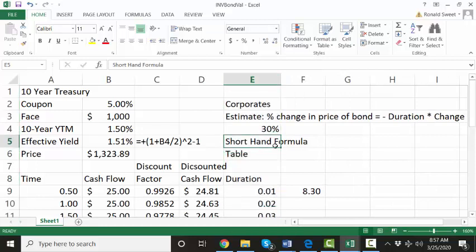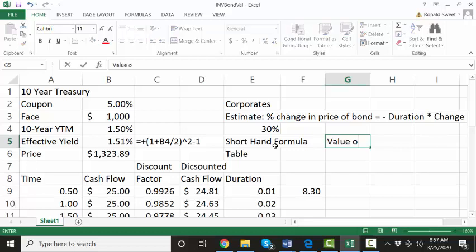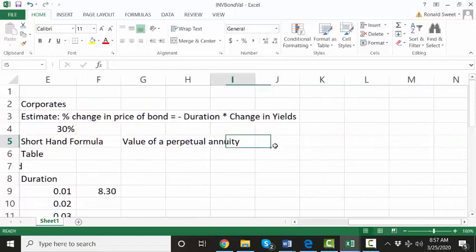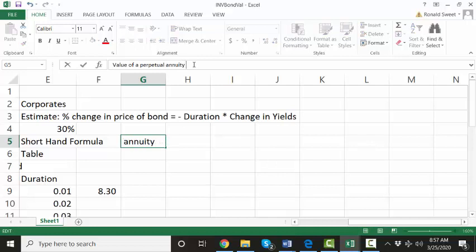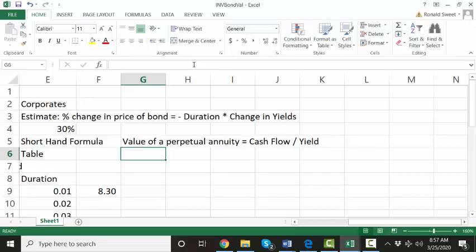And then the shorthand formula. This one, I never get it right the first time. Let's see if I can get it right. The value of a perpetual annuity, you might have seen this in a previous class, simply equals the cash flow divided by the yield.